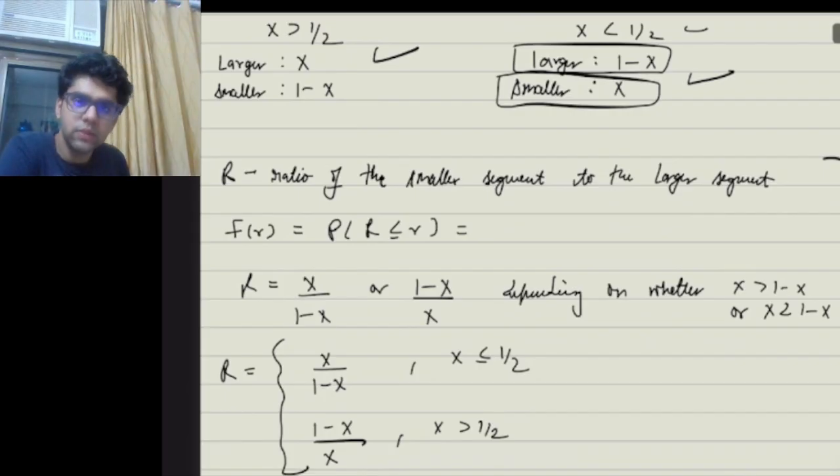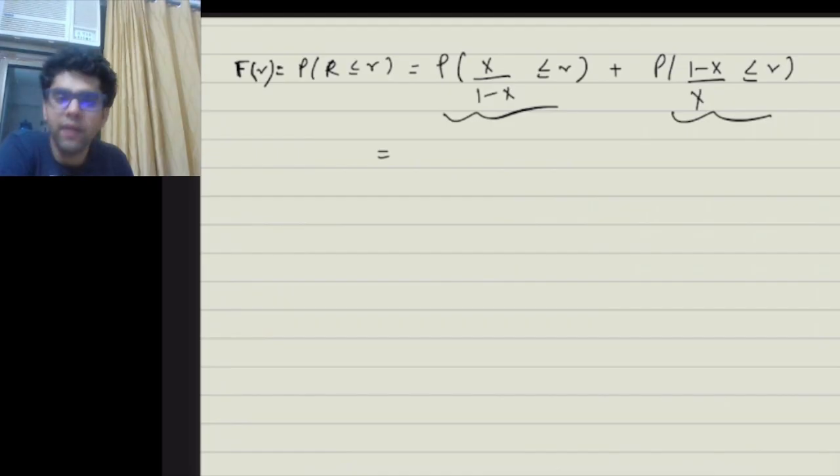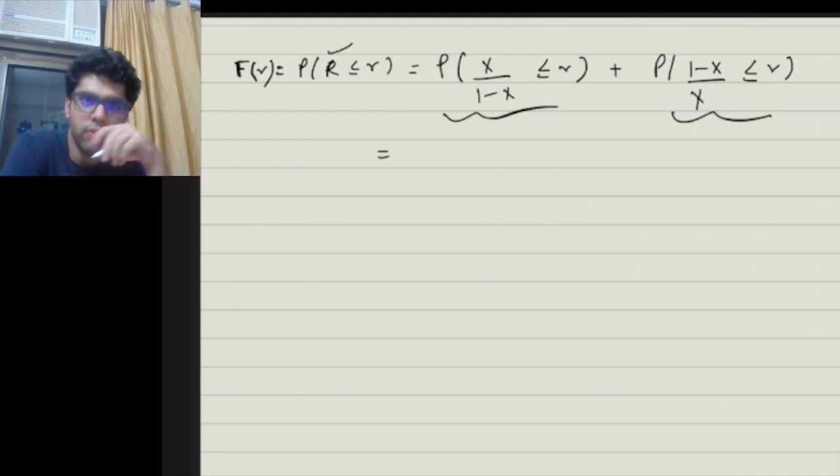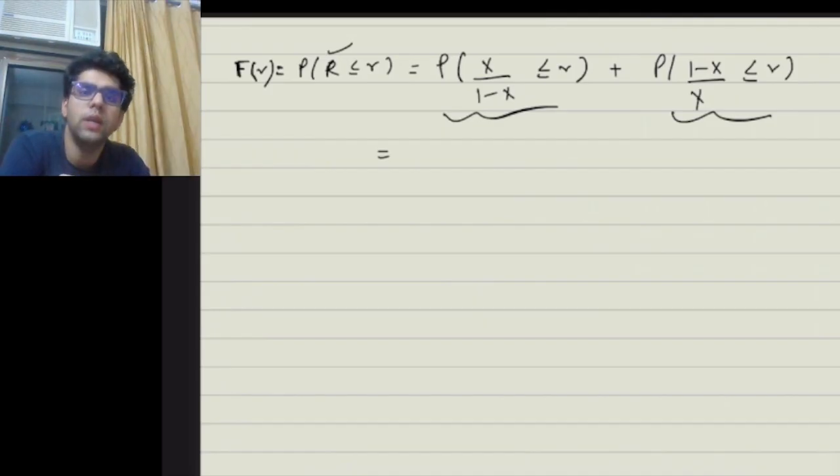In the first case, R is equal to x upon 1 minus x, where x is less than or equal to half, and in the second case, R is 1 minus x upon x when x is greater than half. They haven't told us the distribution of capital R, and we don't know the distribution of x upon 1 minus x or of 1 minus x upon x, but we know the distribution of x. So we'll convert the whole function into a function of x only, and then use that to calculate the distribution function.